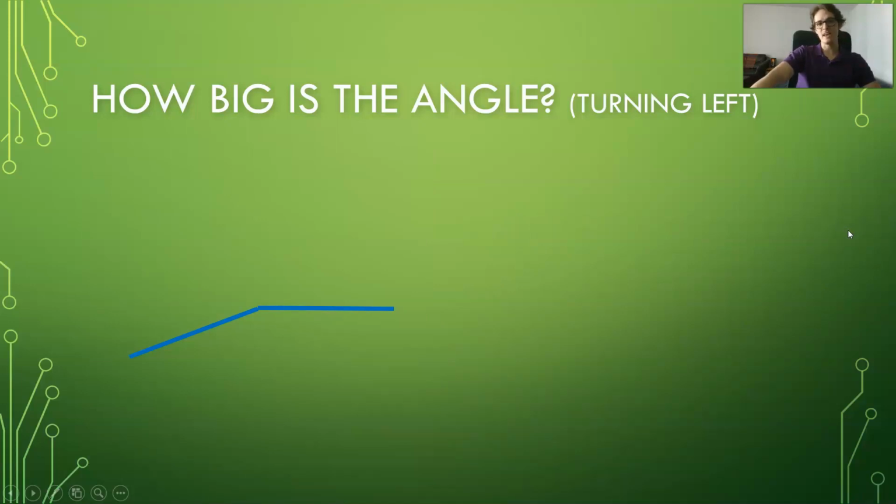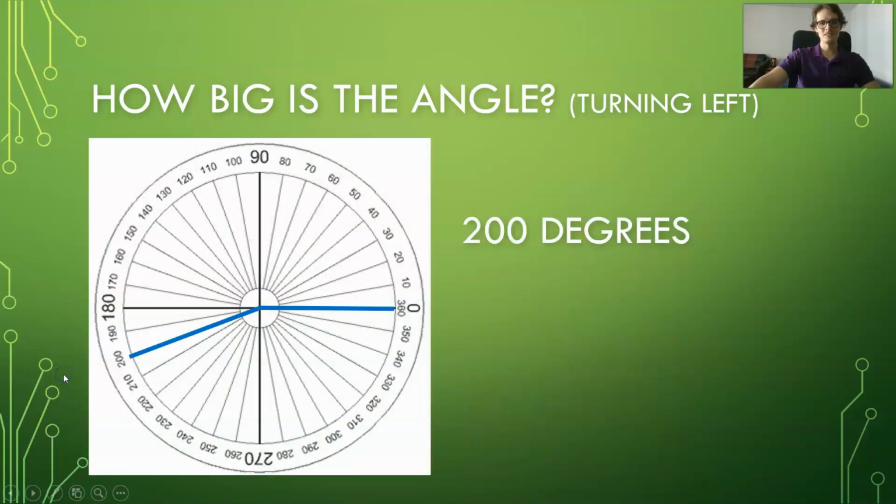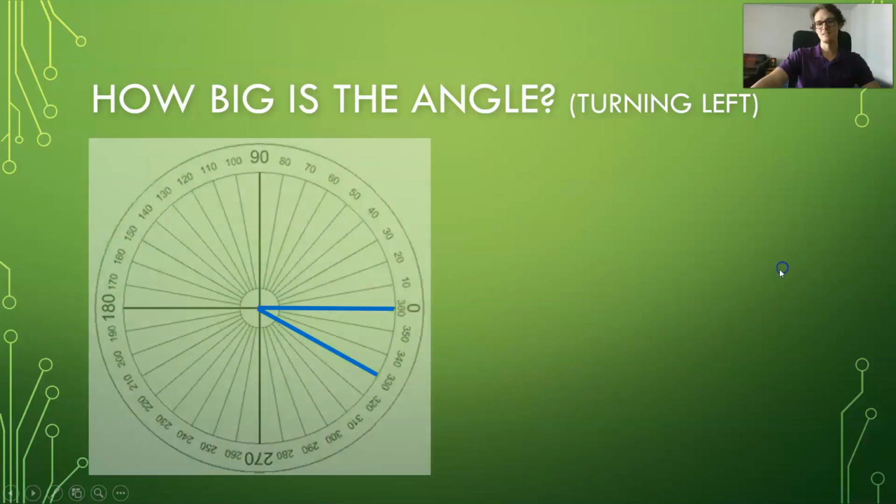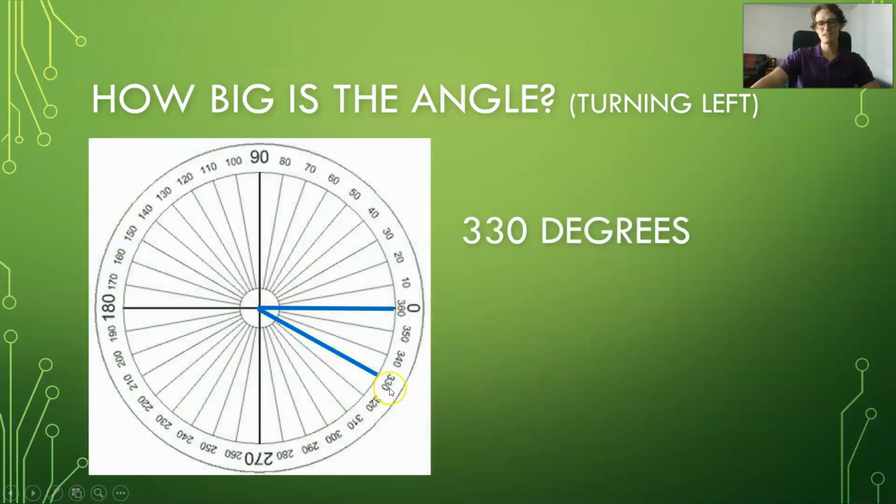How big is this angle turning left? Again, from this line, turning left all the way around. That one is 200 degrees. Okay? So we keep going. That is a very big angle, 200 degrees. And how big is this angle? Again, turning left. So we're not talking about this space. We're talking about this space going all the way around. How much does the line turn from here all the way around? That one is 330 degrees.